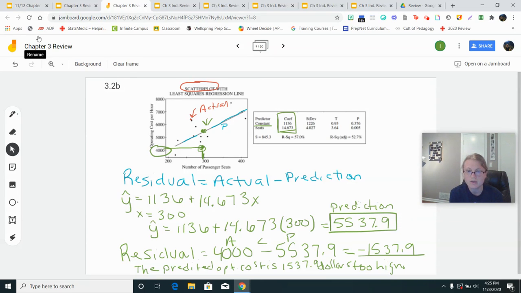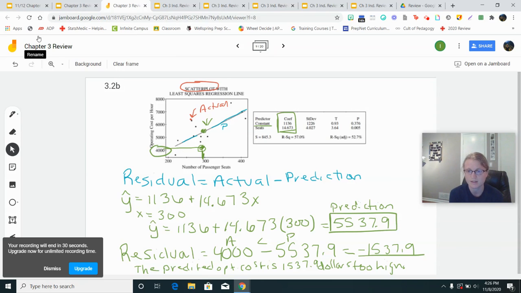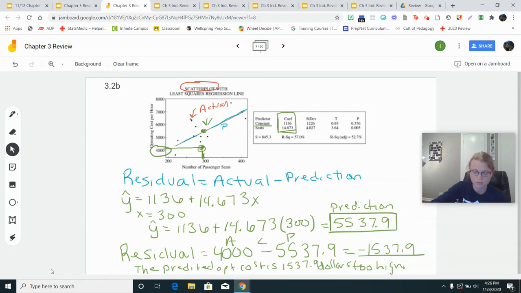In this case, it overshot. It was above the actual point, so we would just say the predicted cost is too high. If it was under, then we would say the predicted cost is too low. Like this residual up here, this actual point and where it would be on the line, that's an example of where you would say the prediction is too low because it's under or below the actual point.